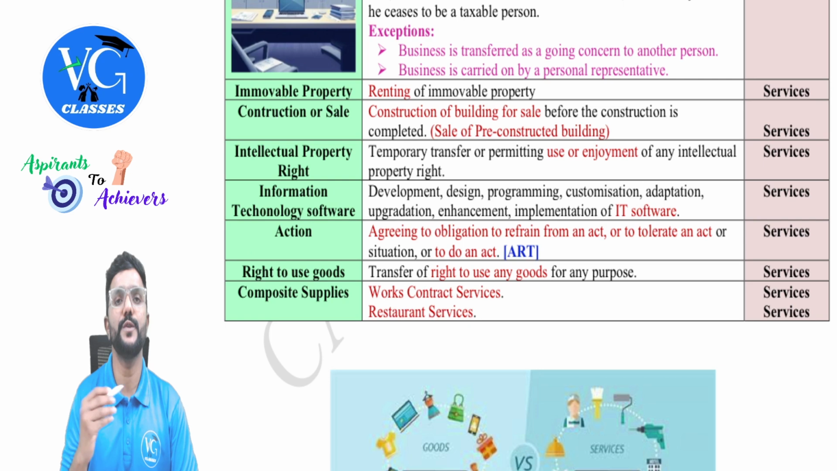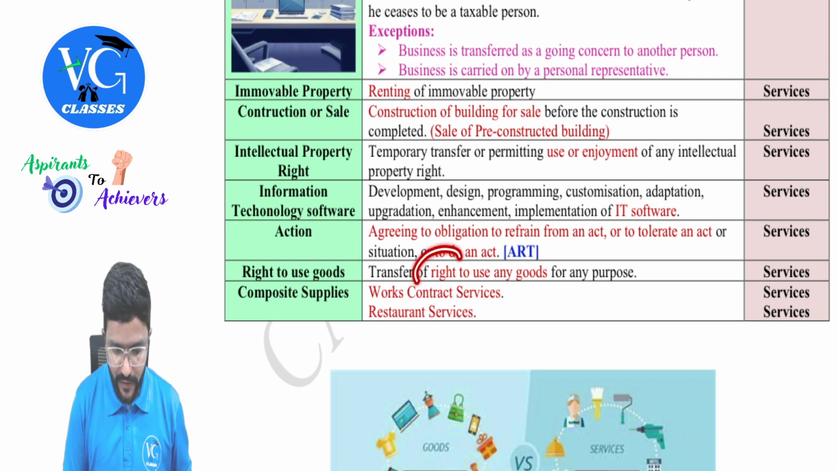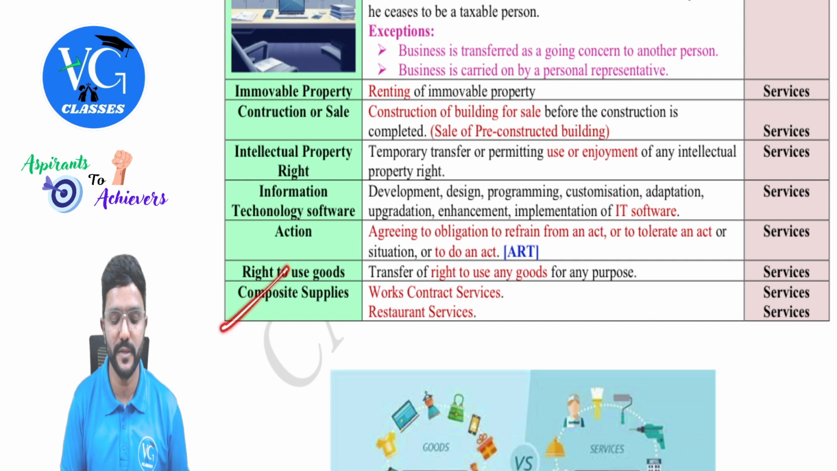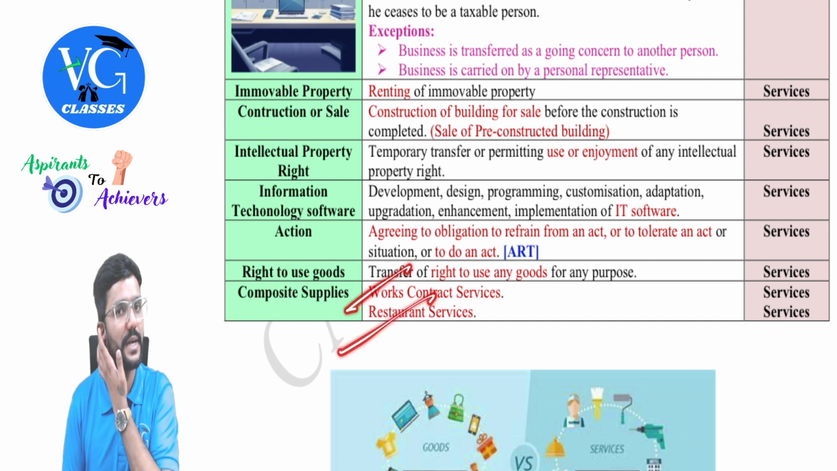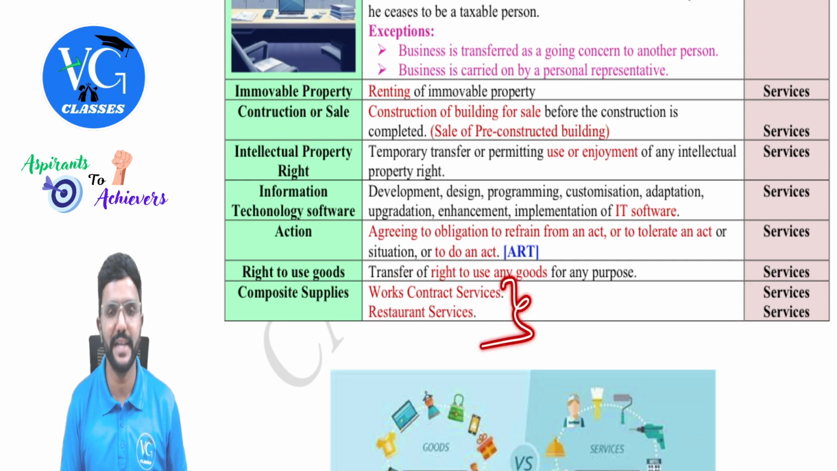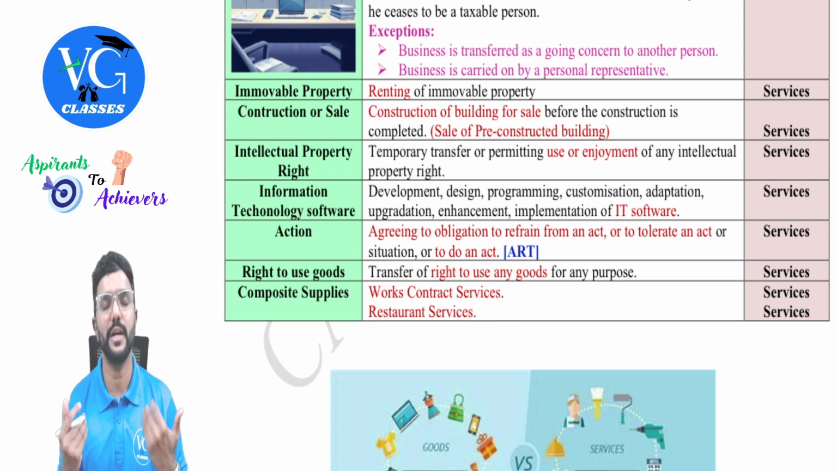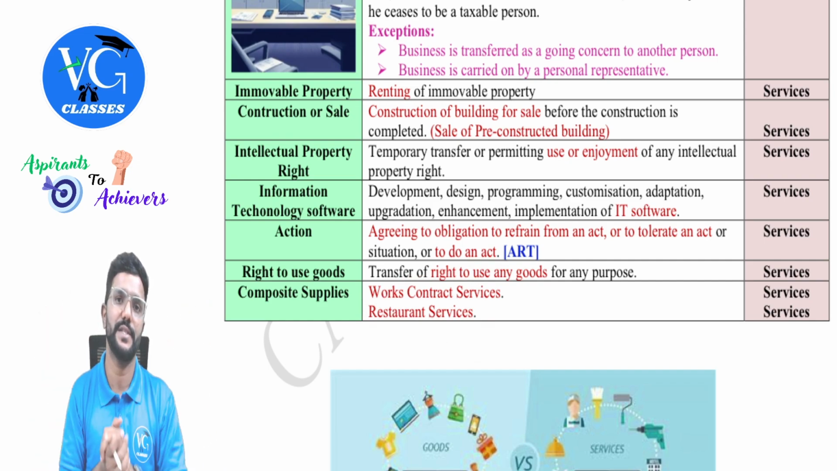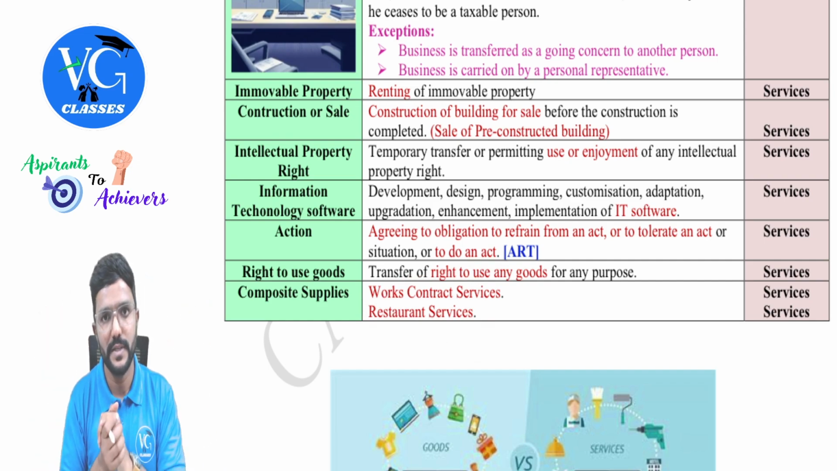Next, right to use goods. Transfer of right to use any goods will always be a supply of services, guys. Then the last one, which are composite supply, works contract services and restaurant services, is treated as supply of services under GST. Under the previous indirect tax regime, there was a confusion, should we charge service tax on it or VAT on it? But now under GST, they have clarified that it is a supply of services.